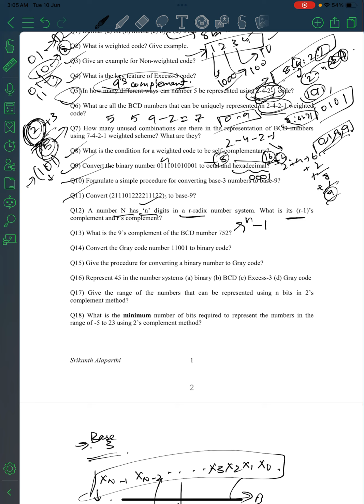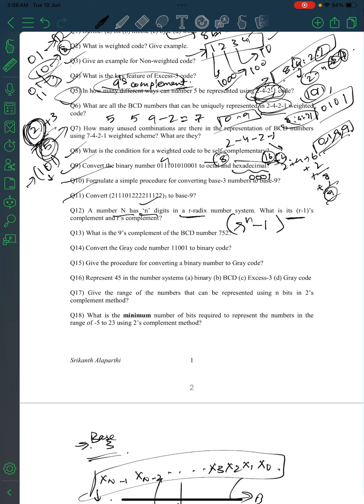Like if we have 4 bits and the radix is 2, then what is the max number? It's 15, right? For 4 bits, 15 is the max count we can achieve in the binary system. So that is what r to the power of n minus 1 corresponds to. This is the max number. We will be subtracting the current value from the max number. That is the r minus 1 complement.